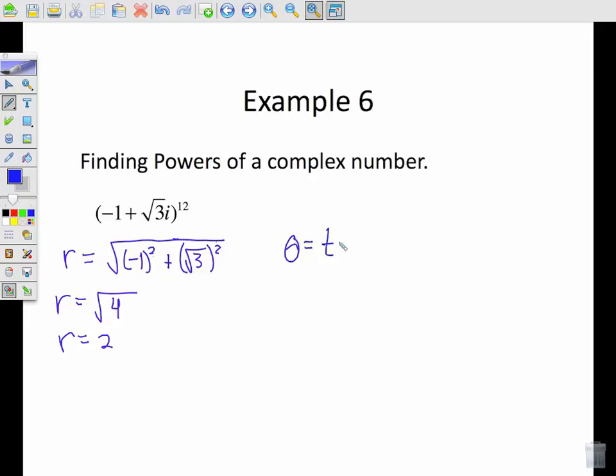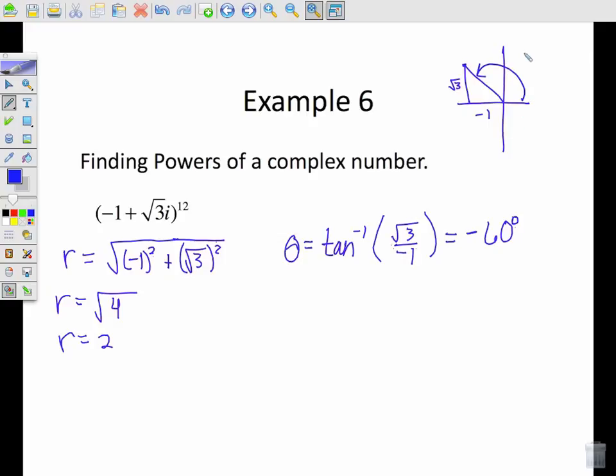Okay, and now let's find theta. So theta would be inverse tangent of root 3 over -1. This gives us a reference angle here of, this would give us -60 degrees. Well, we need to see that our complex number here is in quadrant 2 because it's -1 and then root 3. So we need to have that angle to be 2/3 pi. So from here to here, 2/3 pi. So this is our theta that we're going to use.